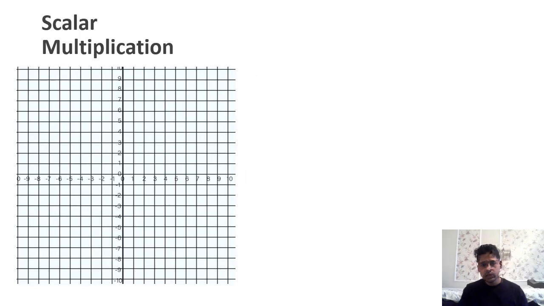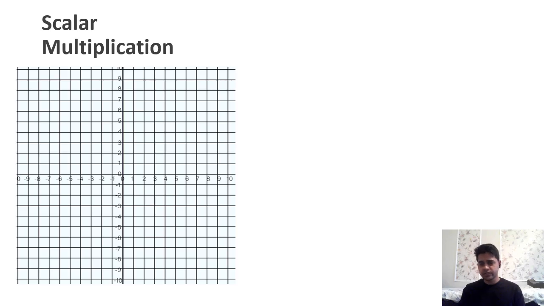Now let's try to understand the next thing, scalar multiplication. A scalar is a thing which has only magnitude; a scalar doesn't have direction.